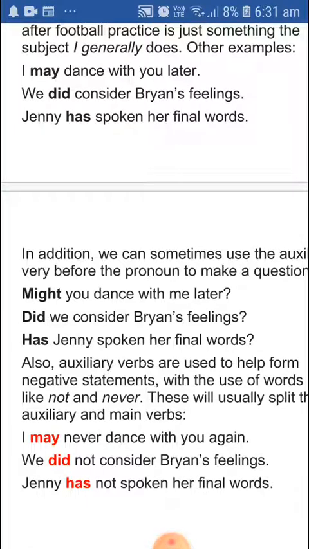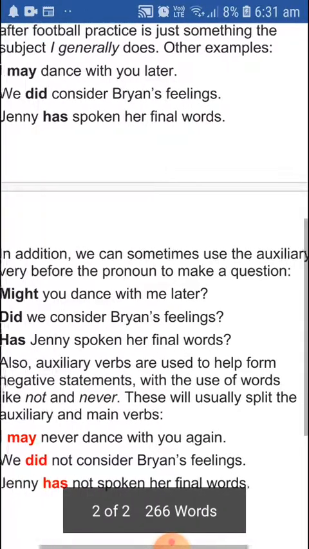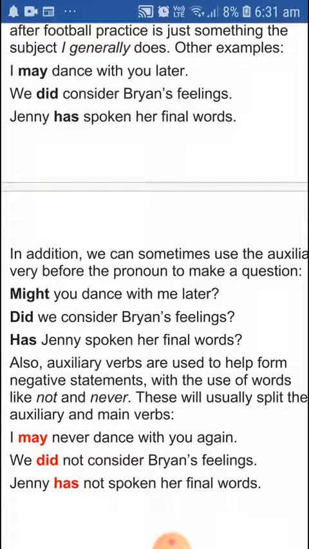Now, we can use the auxiliary verbs before the pronoun to make a question. So, they can be used as questions also, as I said to you before. Might you dance with me later? So, here someone is asking a question. So, to help the verb in asking, the auxiliary verb might is used here.